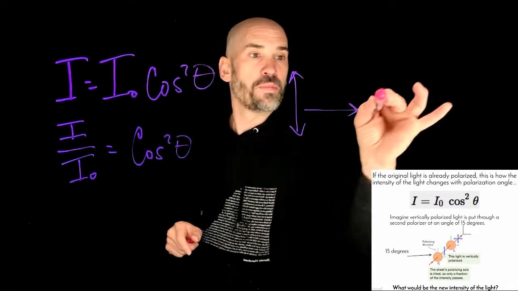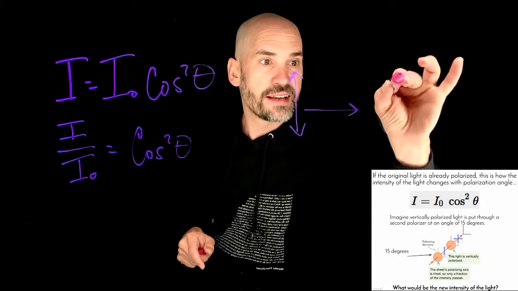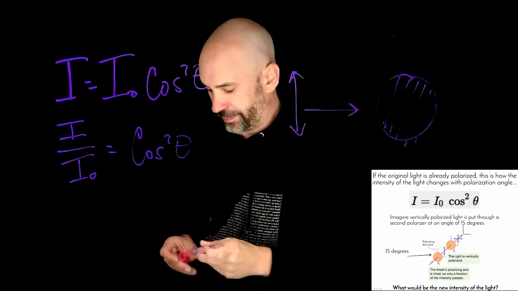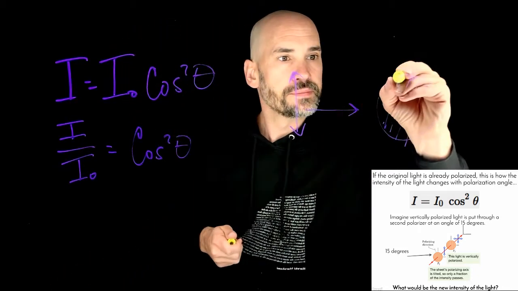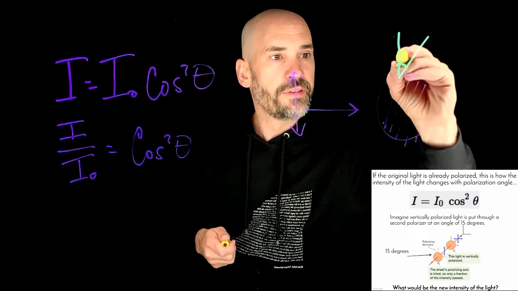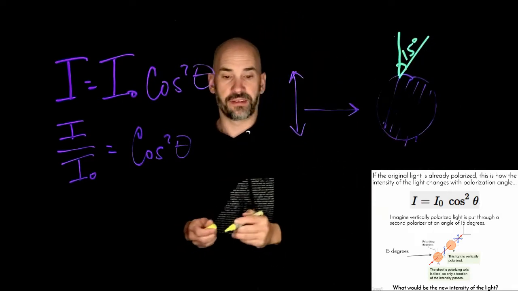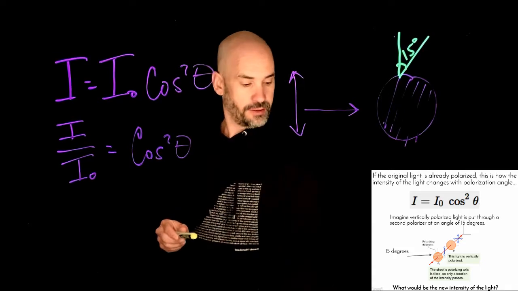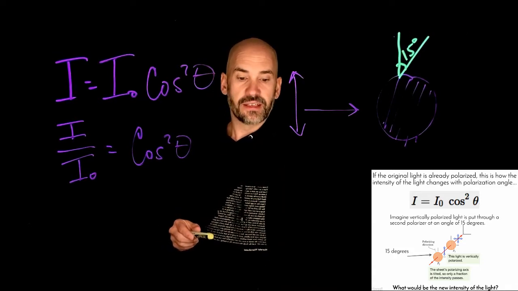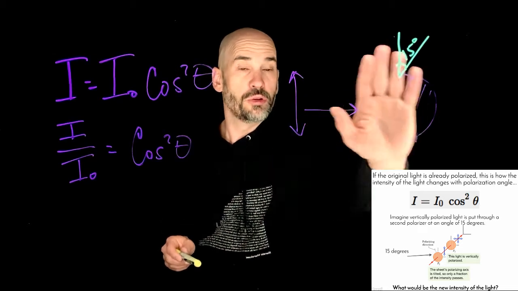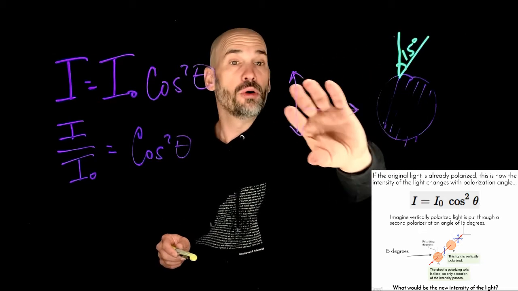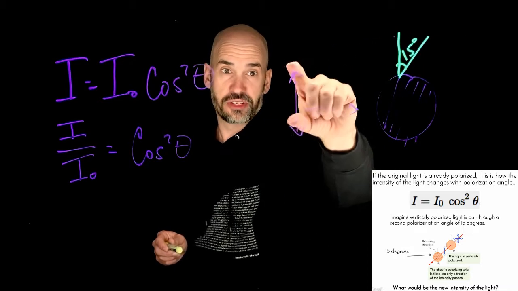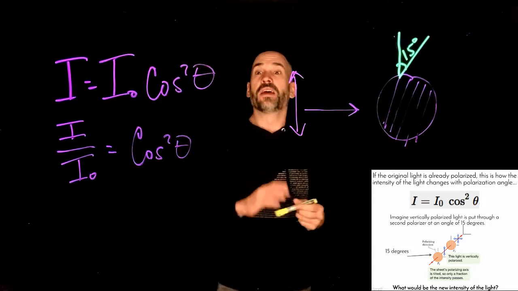And then it goes through a polarizer where the axis here is set 15 degrees away from the vertical axis, right? So the question is, what would be the new intensity of the light if suddenly you put this polarized light through another polarizer that's 15 degrees away from the polarization axis, which in this case is the y-axis? How would you do that?